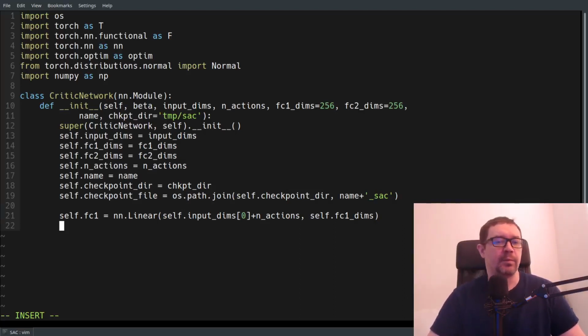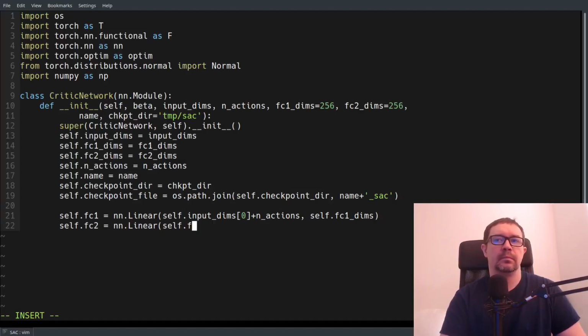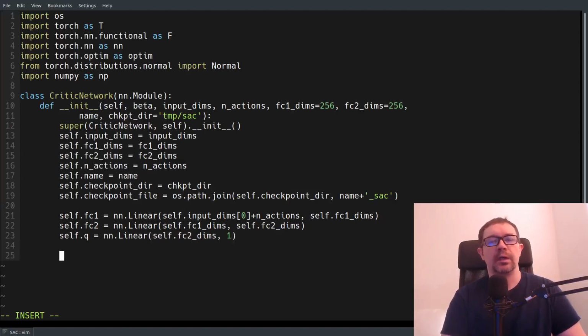Alternatively, in deep deterministic policy gradients, you can just pass in the state to the first input layer and then pass in the action later. It doesn't really matter. It's just a little bit easier to handle the addition of the state and action states from the very beginning. But again, we have to do that because the critic evaluates the value of a state action pair. So then our second fully connected layer goes from FC1 to FC2 dims, and then we have an output, which is a Q, and that is a scalar quantity.